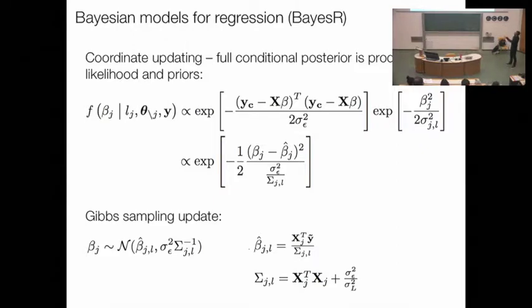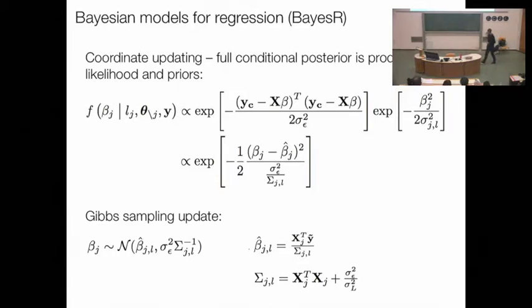Right, so coordinate updating, the full conditional posterior is a product of the likelihood I just showed and the priors, and that reduces down to this term, which gives the Gibbs sampling update that our markers come from a normal distribution with a mean that's given by x transpose y, so the dot product, divided by this sigma jl, which is x transpose x plus some shrinkage term here, which depends on the error variance divided by variance L, and variance L is the variance contributed by the mixture group. Okay.